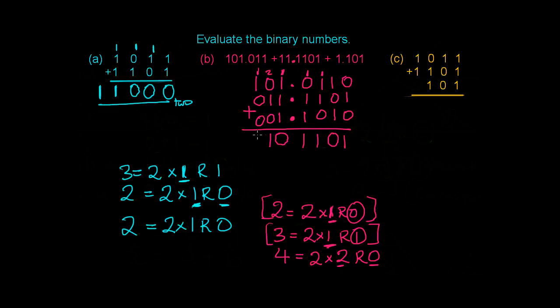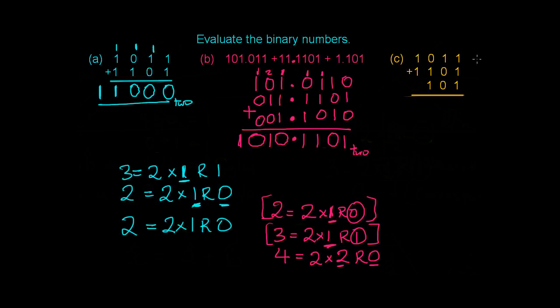We'll carry 1 to the other side. So this 1 here, just take it to the other side. So you have 1 here. So this is our final result. I'll just put my binary point here like this. So this is, when you add this and this and this together, this is the result in base 2. Okay, let's go to the next one here.